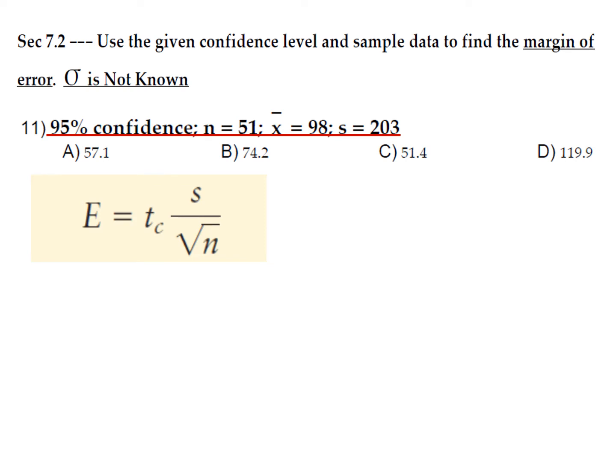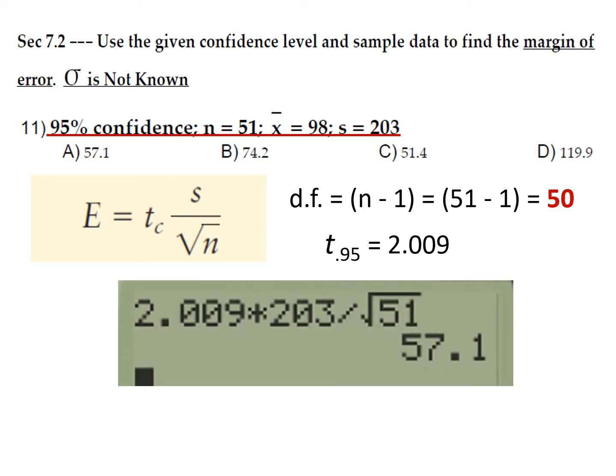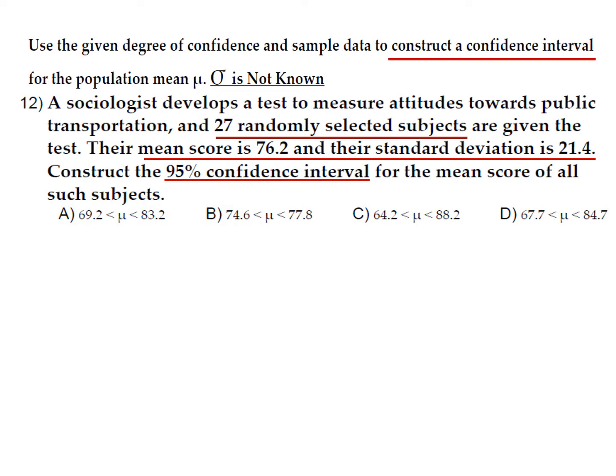Number 11, once again, margin of error, section 7.2, sigma is not known. We're using t values. Degrees of freedom would be 1 less than 51, that's 50. That corresponds with 95% on your chart, and you're going to read a t-score of 2.009. Substituting in that value for t, substituting in 203 for s, dividing by the square root of n, which is 51, and pressing enter, I get 57.1. Margin of error, spot on, number 11.